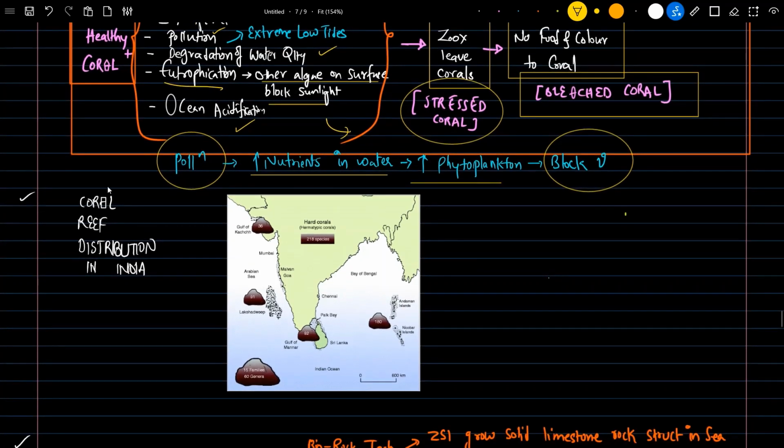And understanding the coral reef distribution in India. So coral reefs don't exist in the east coast. In the east coast of India, there will be no corals present. They are present in the Gulf of Kutch region, Lakshadweep region, Gulf of Mannar region and Andaman Nicobar region. So only in these coastal places will there be a distribution in India.